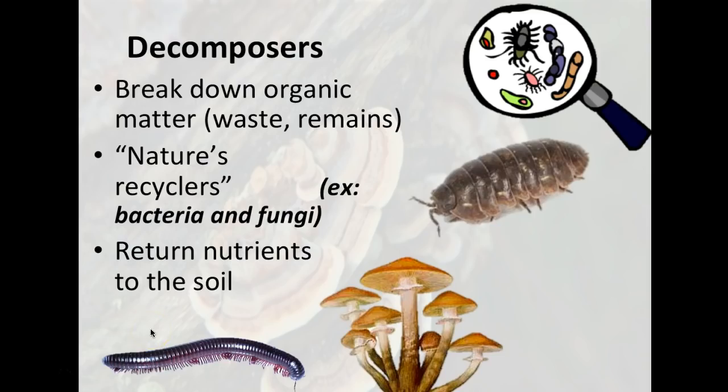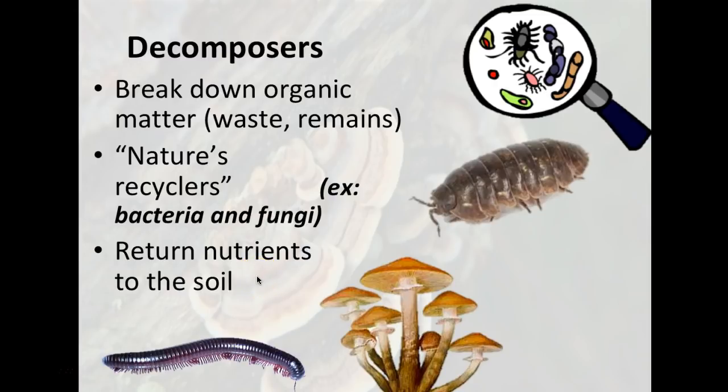And then we have decomposers. Decomposers, we know, break stuff down. Decomposers break down organic matter. They break down waste and remains. Decomposers are referred to as nature's recyclers. Examples are bacteria and fungi. There are some other examples here, these isopods, these little roly-poly bugs, millipedes, and they're going to return nutrients to the soil.